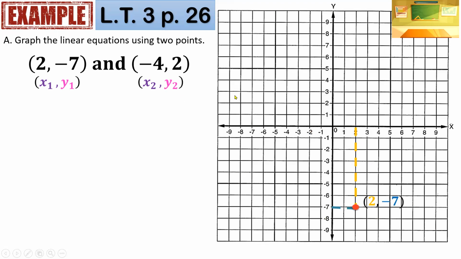Next, -4, 2. So sa x, -4, tandaan, negative siya, edi dito naman siya sa kaliwa. So ito naman po, -4. Tapos sa y, siya ay 2. So akyat tayo ng dalawa. So 1, 2. So ibig sabihin dito ang point. So -4, tapos 2, ayun. So ang point natin ay ayan. Label lang natin, -4, 2.